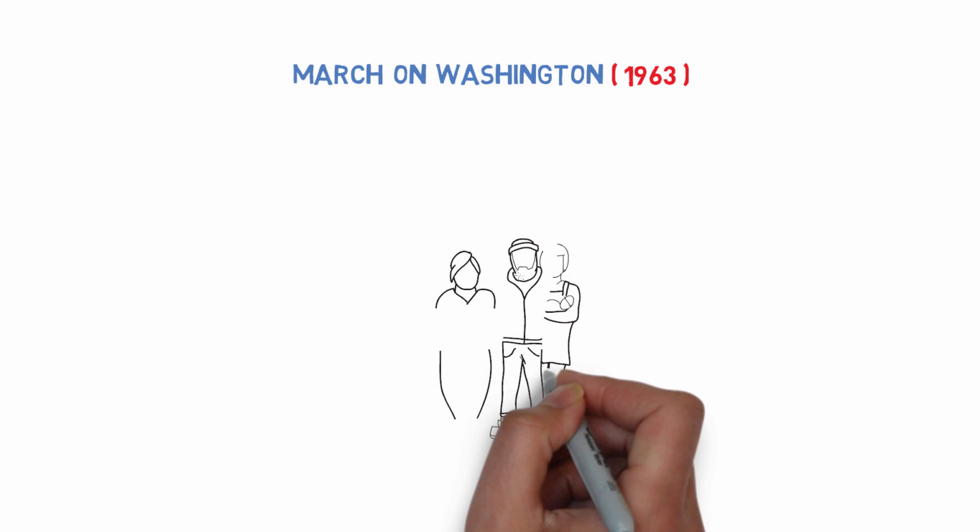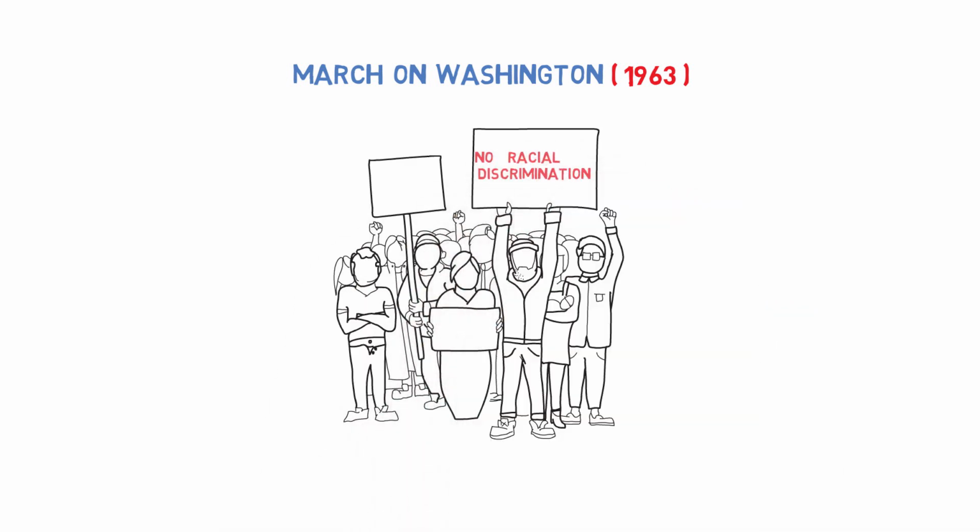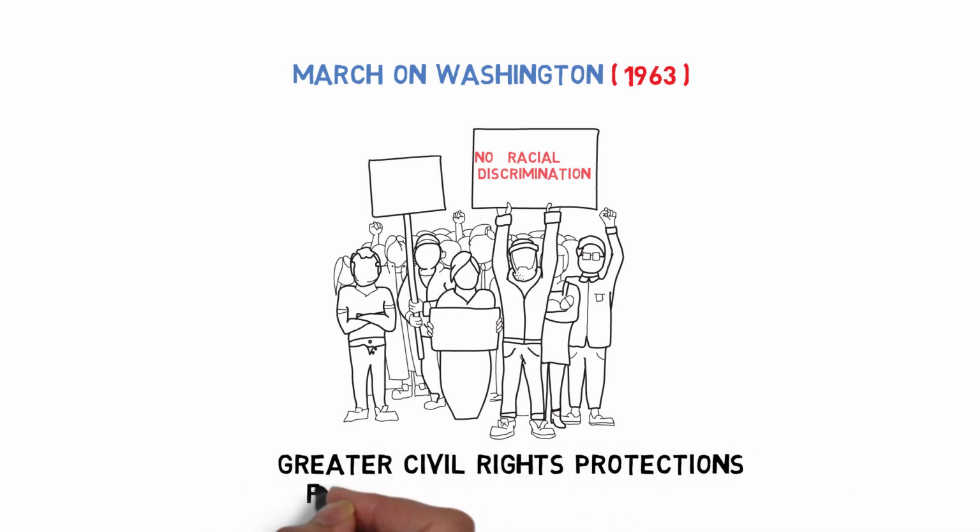March on Washington. In 1963, civil rights leaders organized a massive march on Washington, D.C., to call for an end to racial discrimination and to demand greater civil rights protections for African Americans.